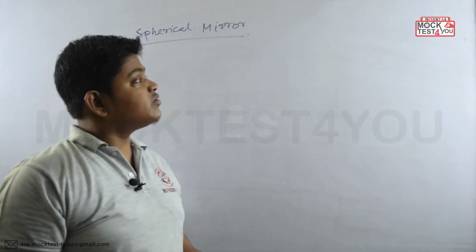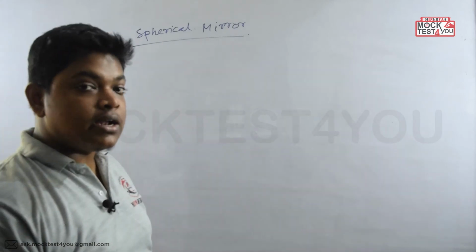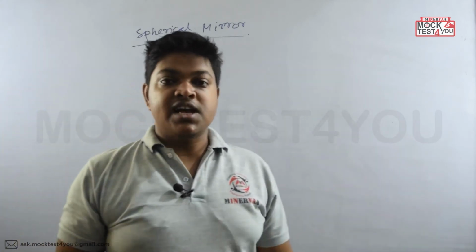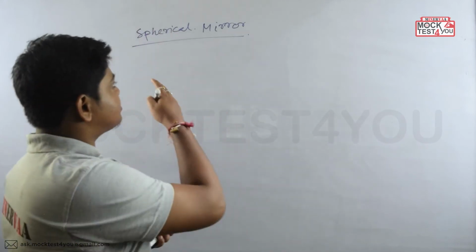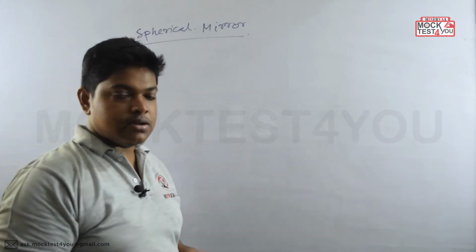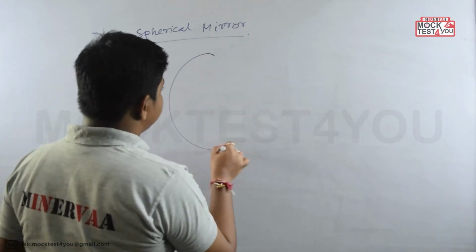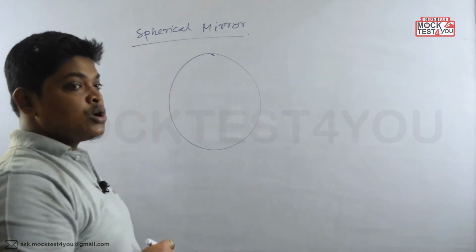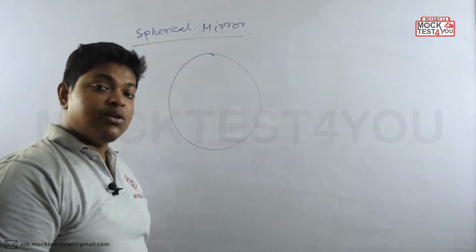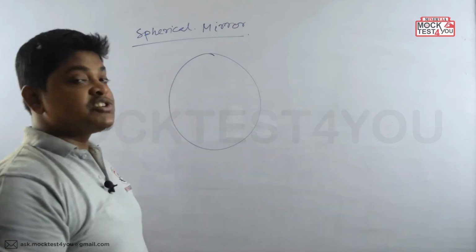Now we are just moving to the next concept, that is a spherical mirror. What is a spherical mirror? A spherical mirror, as the name suggests, is a part of a sphere. Now this is a sphere, right? So the part of a sphere can be used as a mirror, that is known as a spherical mirror.